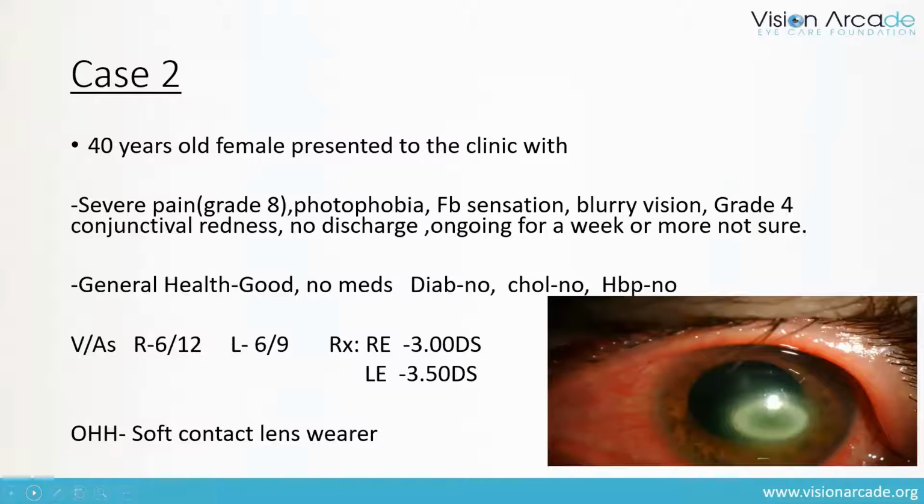Case 2, we've got a 40-year-old female who presented to the clinic with severe pain, grade 8, photophobia, foreign body sensation, blurry vision, grade 4 conjunctival redness, no discharge, ongoing for a week or more, patient not sure. General health is good, no medication, patient is not diabetic, no cholesterol problem, no high blood pressure, and visual acuities at presentation are 6/12 and 6/9, with the prescription of the patient shown, and the patient is a soft contact lens wearer.